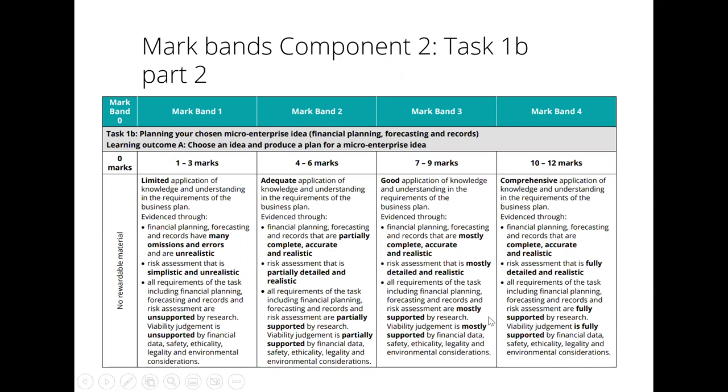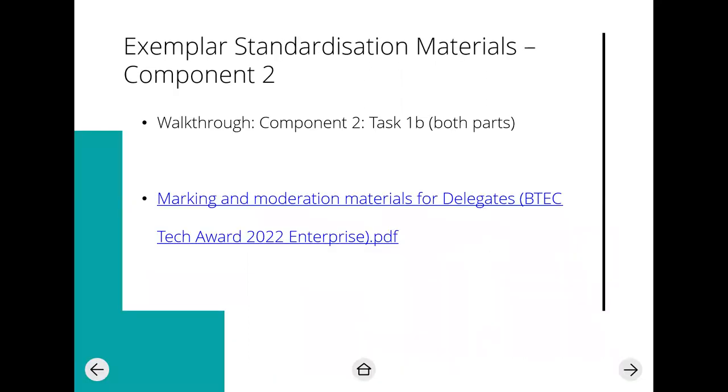And again, you don't have to get all three of those traits in a markdown to get that markdown. Some could be higher, some could be lower. And again, it's that best fit approach. And you will get a business plan template with the PSA for this. I'll make sure that the example template is sent out to you. And if you're doing the legacy qualification and doing component two, you can use that template right now for the legacy qualification too.